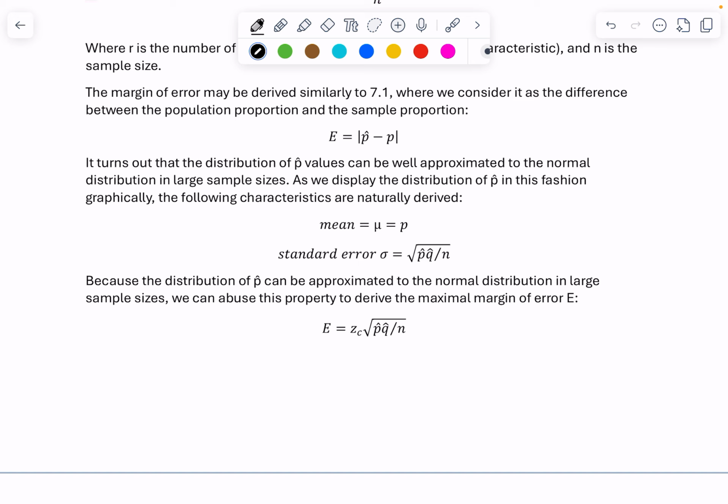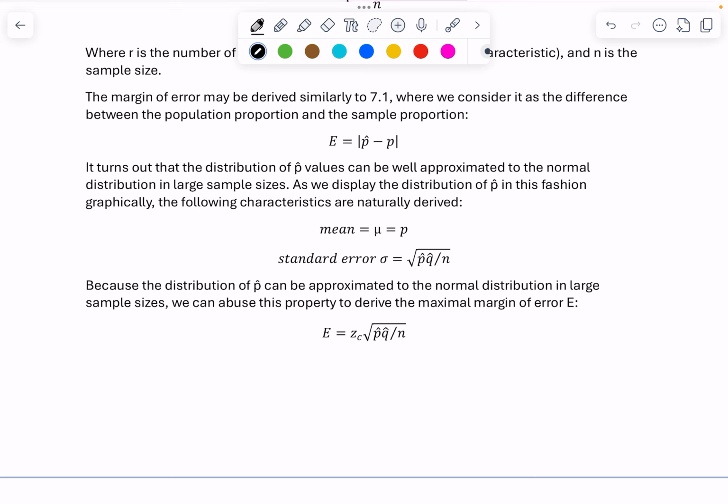But similar to 7.1 where we looked at the margin of error for the means, it doesn't really make sense for us to consider the population proportion in here, because if we knew the population proportion, there's no need for statistics. So we're going to have to look at how we can conceptualize the margin of error based off of just our samples, and creating that maximal margin of error.